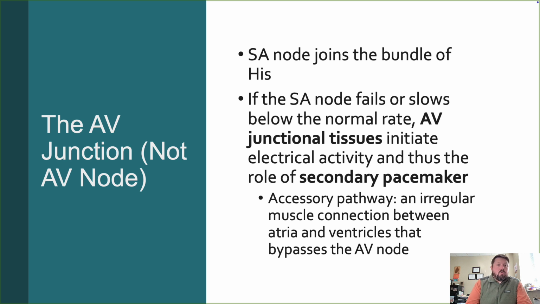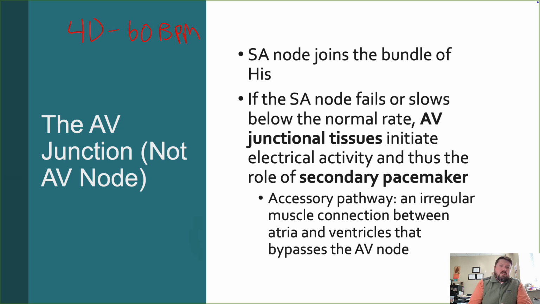The SA node joins the bundle of His by way of the AV junction. If the SA node fails or slows below the normal rate, AV junctional tissue will initiate electrical activity, and thus the role of the secondary pacemaker. As the secondary pacemaker, the rate would be somewhere in the neighborhood of 40 to 60 beats per minute.